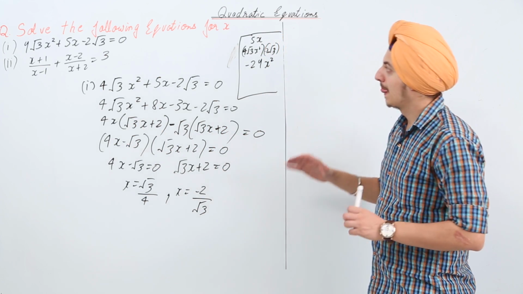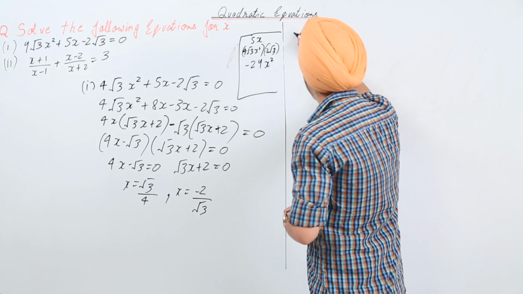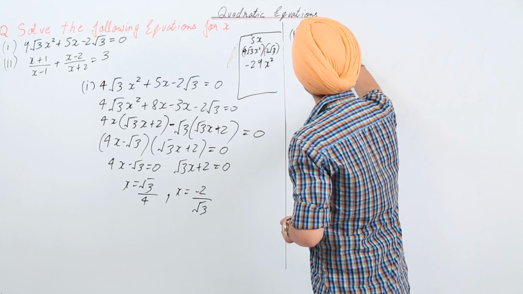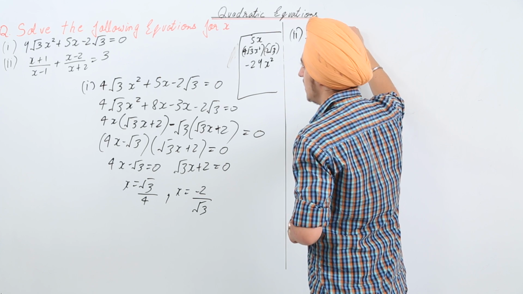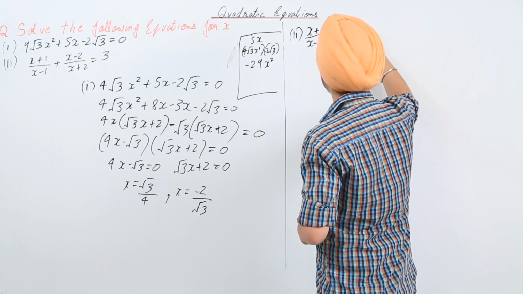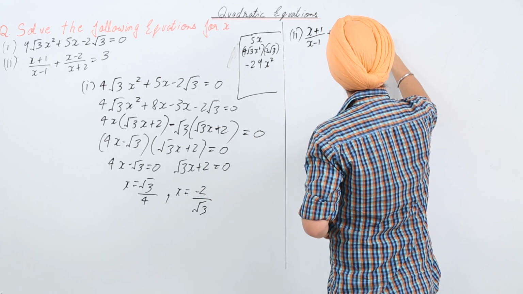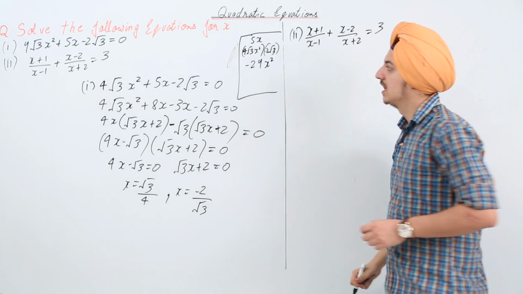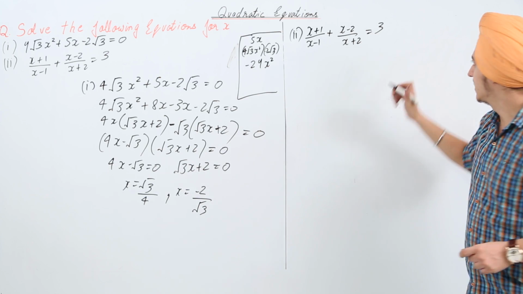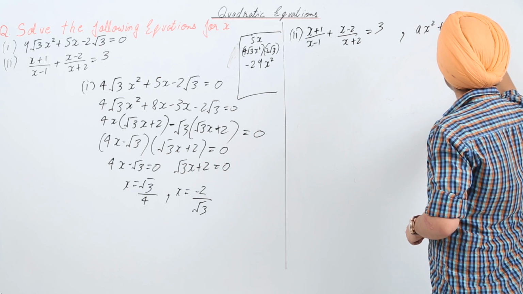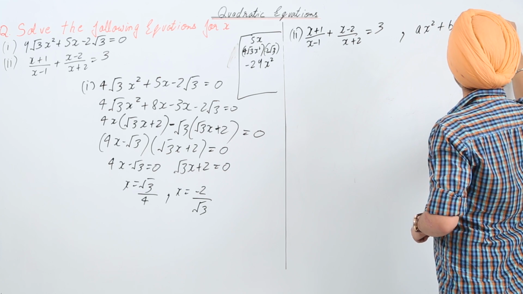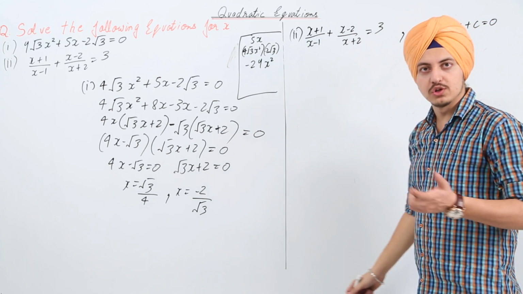It's very simple. Now we have the second part, which says x plus 1 upon x minus 1 plus x minus 2 upon x plus 2 equal to 3. Now we know that we have to get this in the form of ax square plus bx plus c equal to 0. So what do we do?